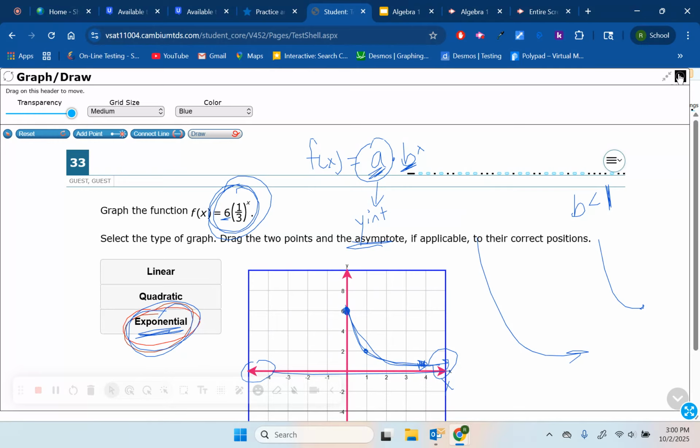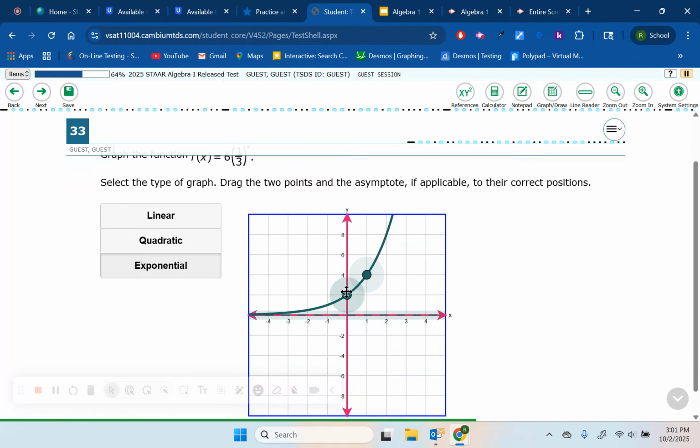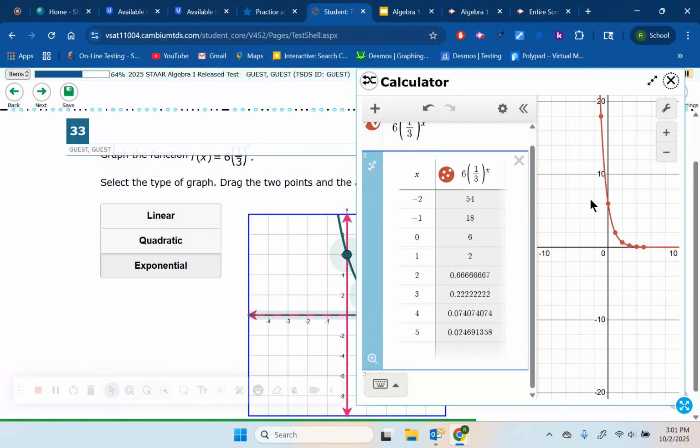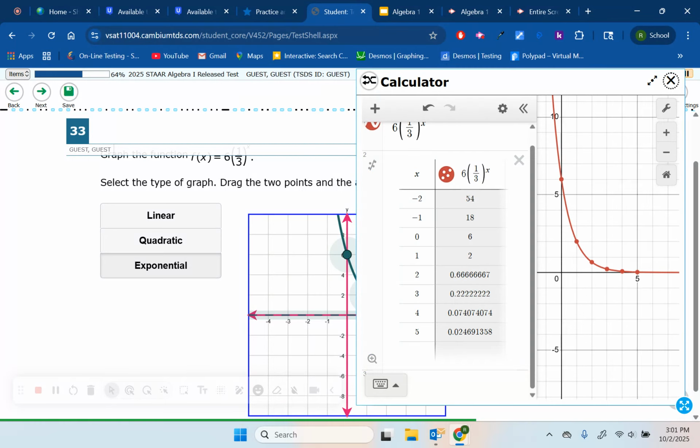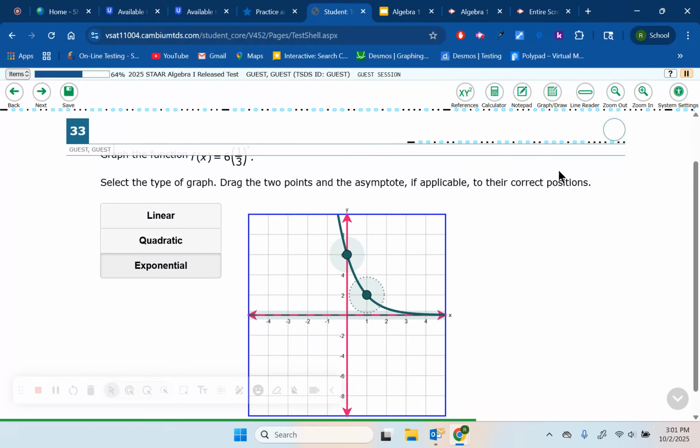So you guys ready? Let's graph it. Exponential. And move this guy to the 6 and this guy to the 1, 2. And that's my graph. And if you look at the calculator, if I zoom in, it's pretty close. There's 0, 6, and there's 1, 2. And that's not touching. You see that? It doesn't quite touch. So those are my coordinates. 0, 6, 1, 2. And you're done.